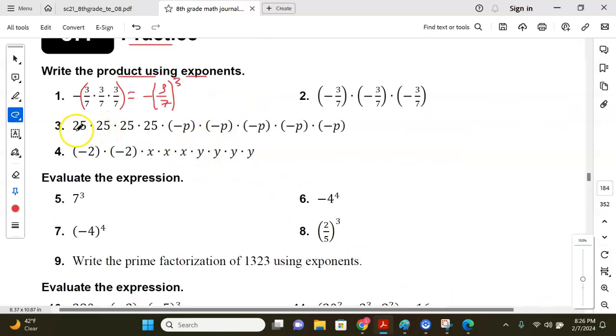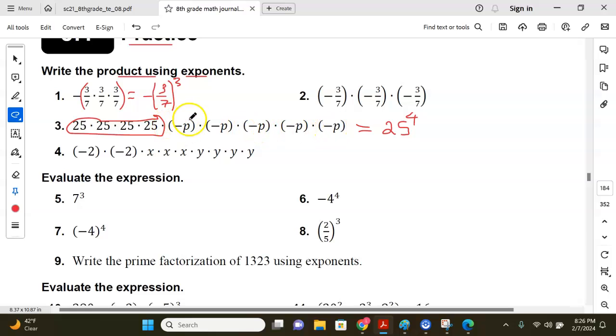Number 3, you got 25 times 25 times 25 times 25, and there are 4 factors of 25, so you should have 25 to the 4th power, and you have negative p times negative p times negative p times negative p. Okay, 1, 2, 3, 4, 5.